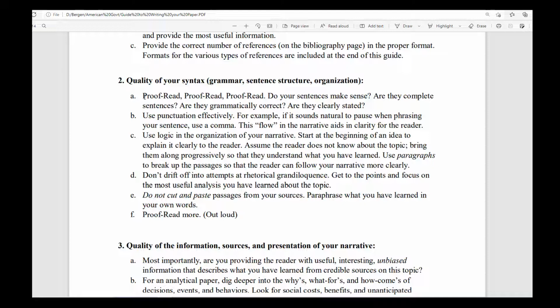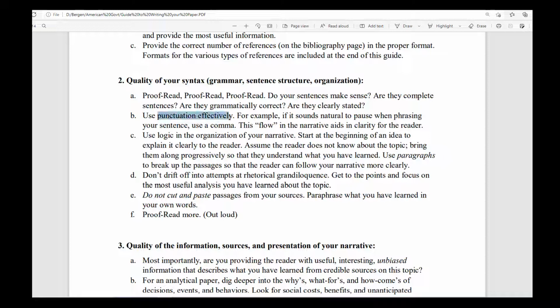So my biggest recommendation for that would be to proofread it, proofread it, proofread it, and then proofread it again. Can't proofread it enough, because if you proofread it, that's going to catch those clumsy sentences, those run-on sentences, those incomplete sentences. You want to proofread it to make sure that it sounds good, that it's making sense. Are they complete sentences, grammatically correct, clearly stated?